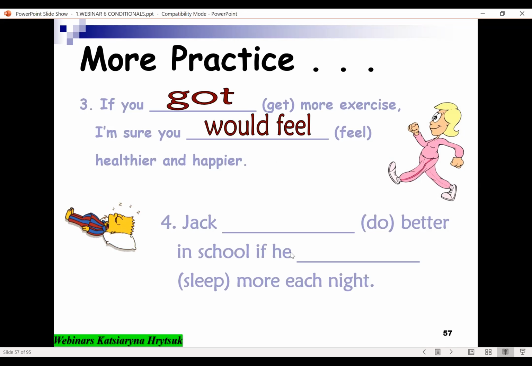So, Zhenya. Jack would do better in school if he slept more each night. So the verb sleep, we change to slept. Okay, so after if, past simple. So remember again, if past simple, main clause would. Okay, if past simple, main clause would.